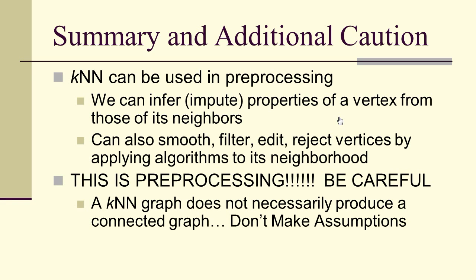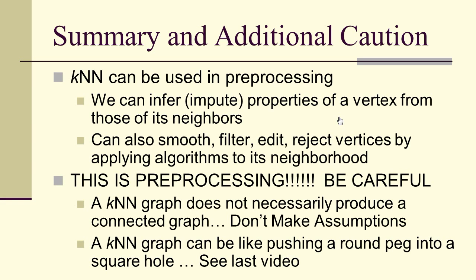Now, a few things to keep in mind. A k nearest neighbors graph is not necessarily a connected graph, so don't assume that we've created a connected graph. And a k nearest neighbors graph can also be the wrong final thing. It's very often the first thing to look at, but not always the last thing we'll be working with. We'll see that in the last video.